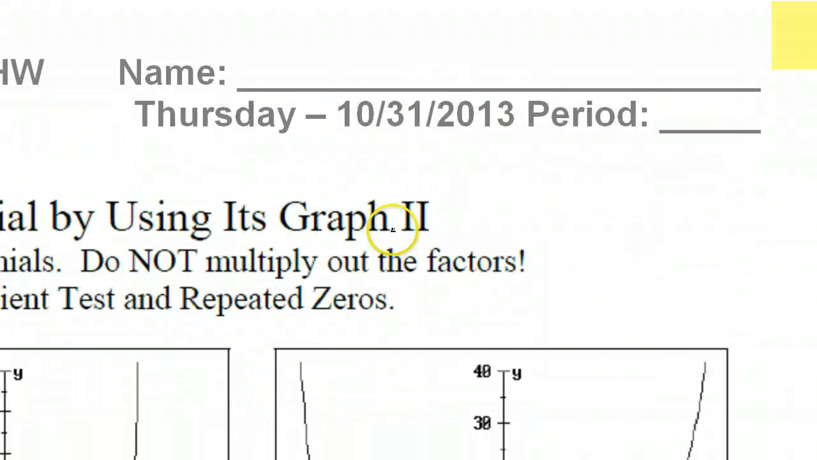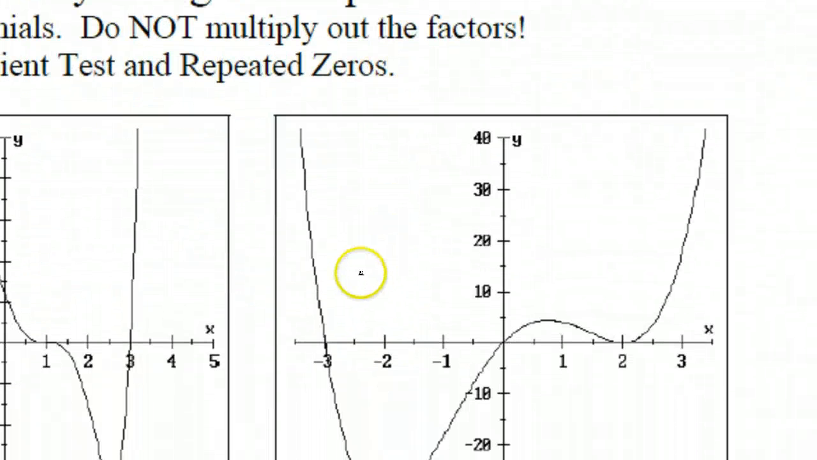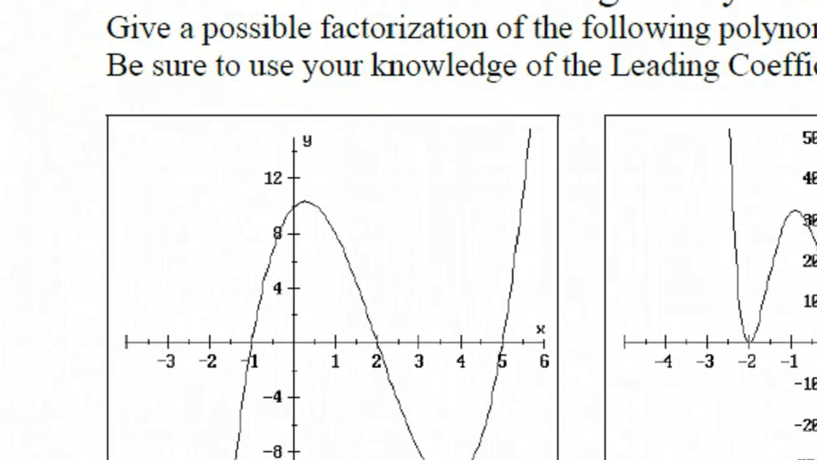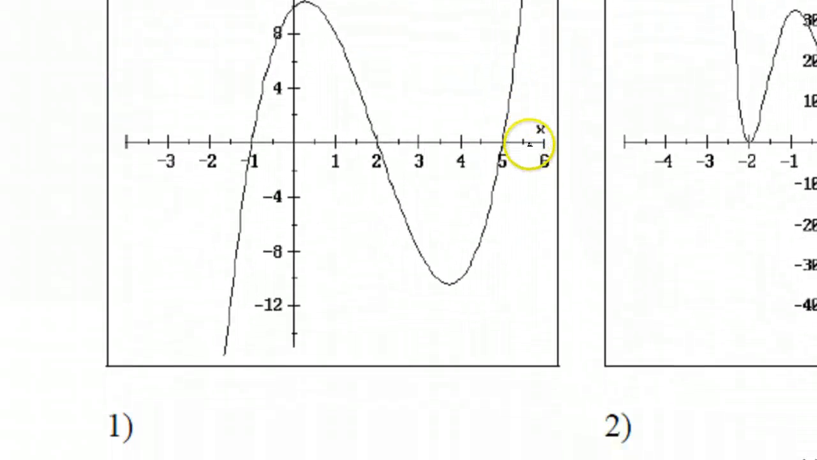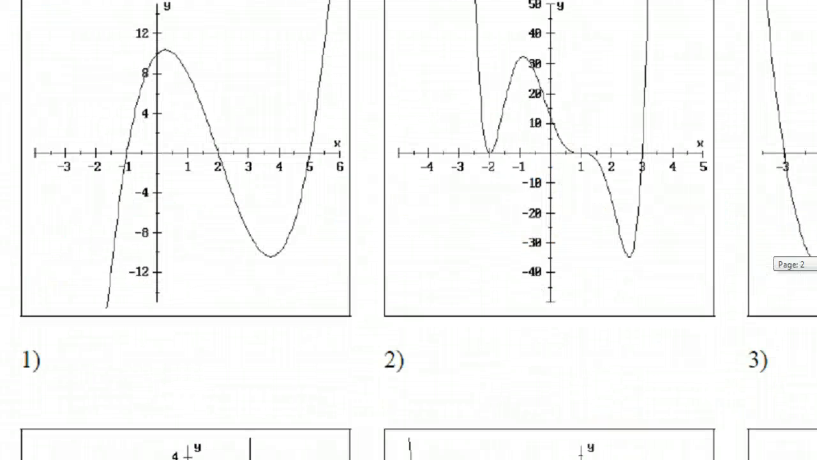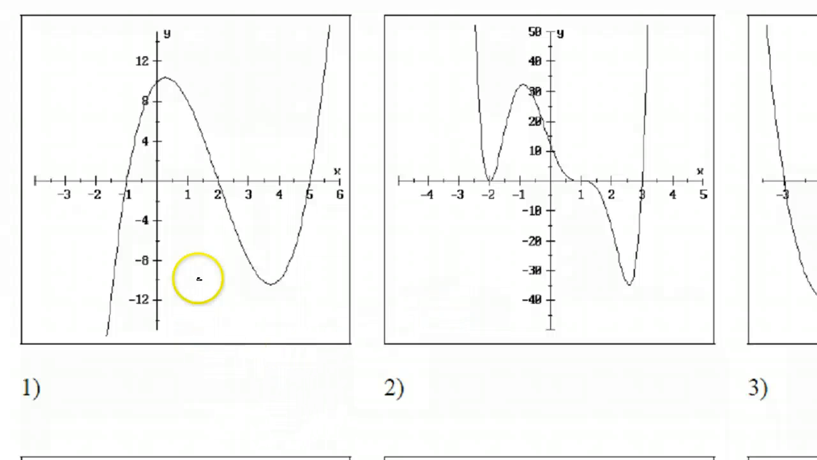Now flip over. We need to be able to work in the opposite direction. So if I give you a graph, you should be able to tell me an equation. You're allowed to leave it in factored form. We zoom out a little bit. Looking at number 1 here.